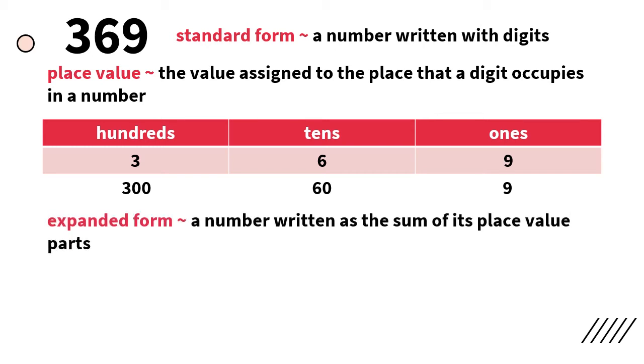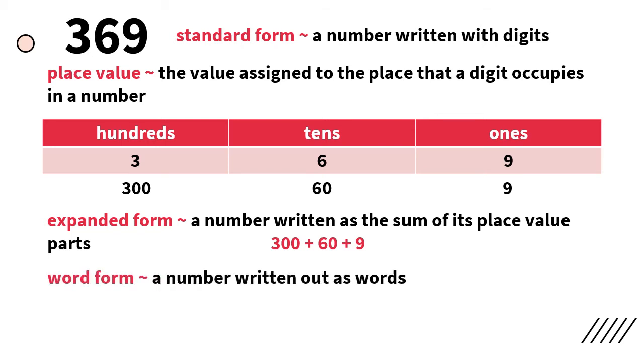There's another way we can show a number, and that's expanded form. Expanded form means we're going to write that number as the sum of its place value parts. Well, we just did all the hard work. So all we're going to do is say 369 is the same as if I added that 300 plus that 60 plus that 9. Expand means to stretch. So we're going to stretch out that number using the values.